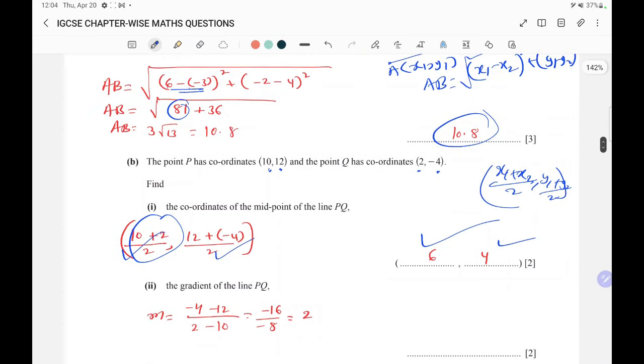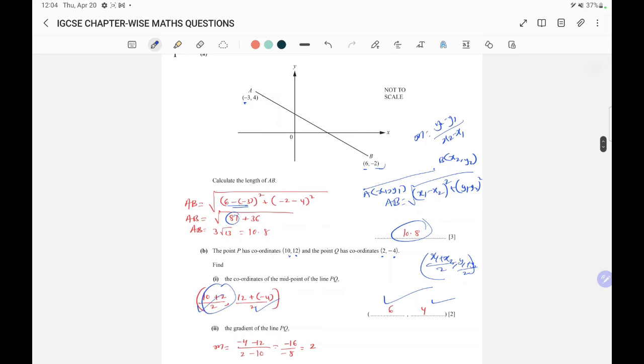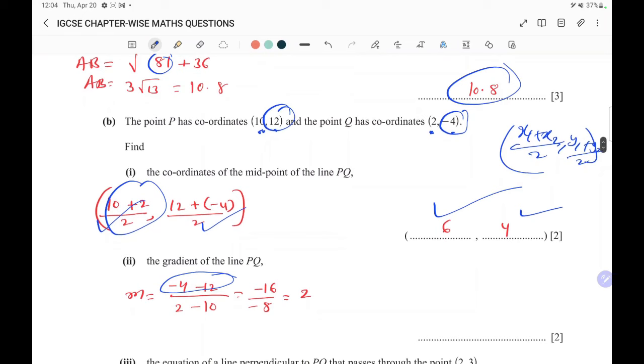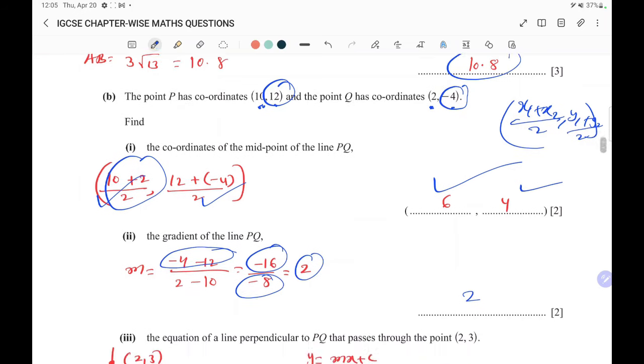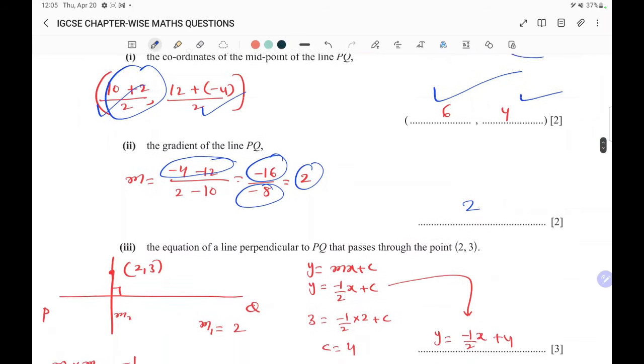Yeah, so here you can just check. Now gradient of line PQ. Okay, so minus 4 minus 12, over 2 minus 10. So minus 4 minus 12 is minus 16, and 2 minus 10 is minus 8. So minus 16 over minus 8, which is plus 2. So gradient is 2. Now equation of line perpendicular to PQ and passes through the point 2, 3.